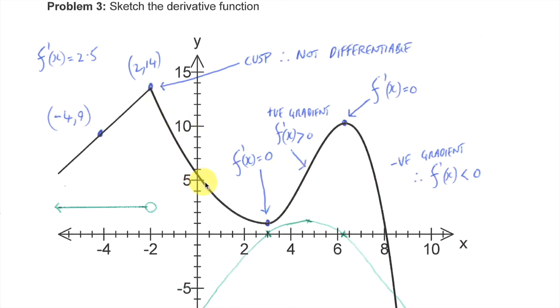In this section here, you can see that the original graph is decreasing and has a negative gradient, and therefore the derivative function is shown as being below 0. That is that it's negative.